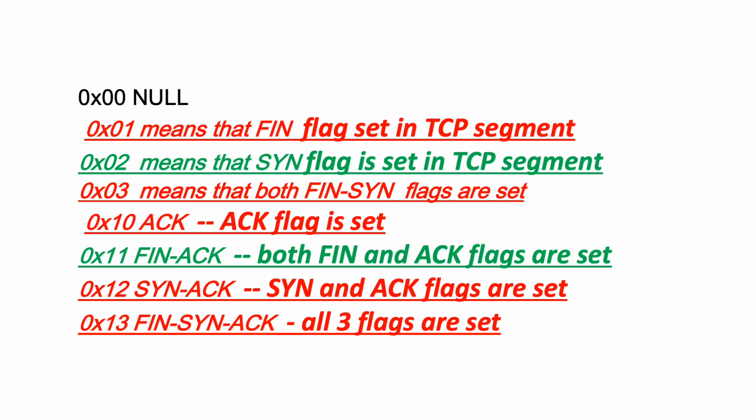I have a captured packet called Apache.1, and I'm going to ask you to actually open that up in Wireshark, or I may do a demo for the next Zoom session. But all this says is if you see a 03, meaning both FIN and SYN flags are set, which is illegal. If you see a value 10, that means this is an ACK flag. And then likewise for the other ones.